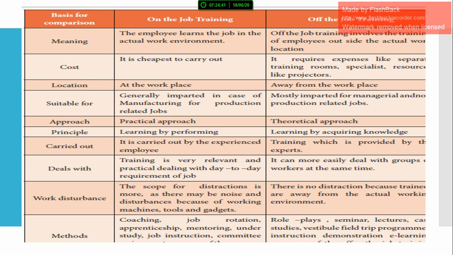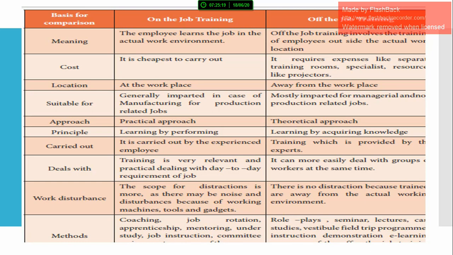Suitable for manufacturing and production related jobs. Off the job training is mostly for managerial and production related jobs. Approach: on the job training is the practical approach, where we can use our machine directly, and off the job training is the theoretical approach, where they only teach about theory, principles, learning by performing and learning by acquiring knowledge.